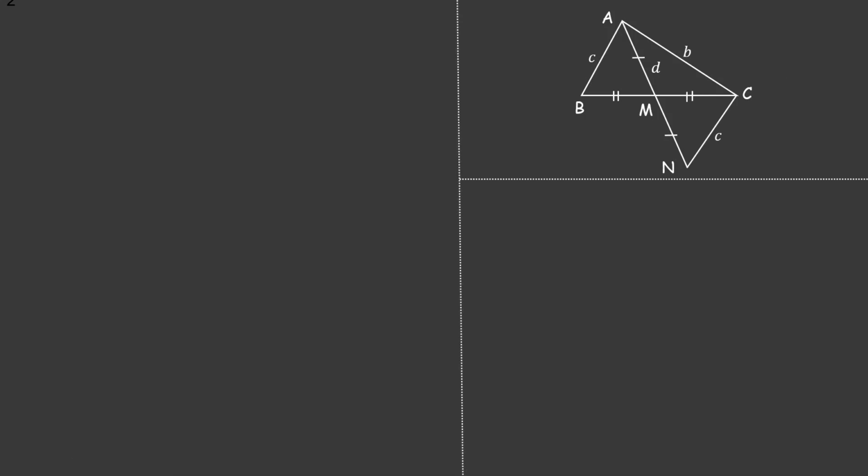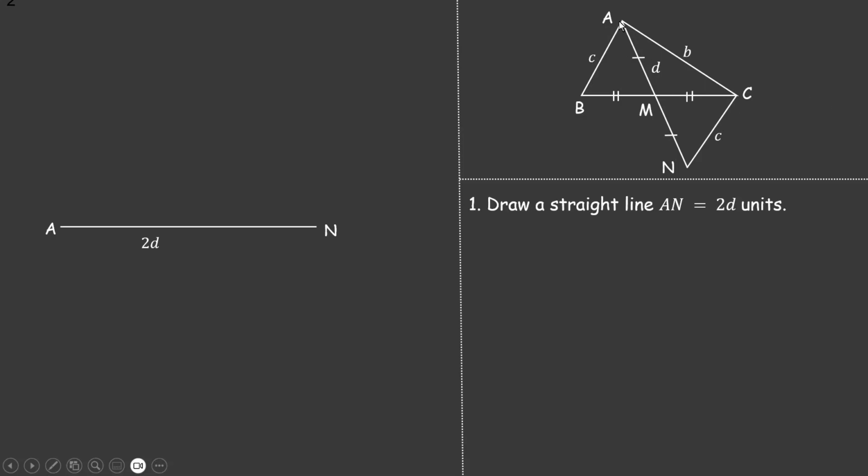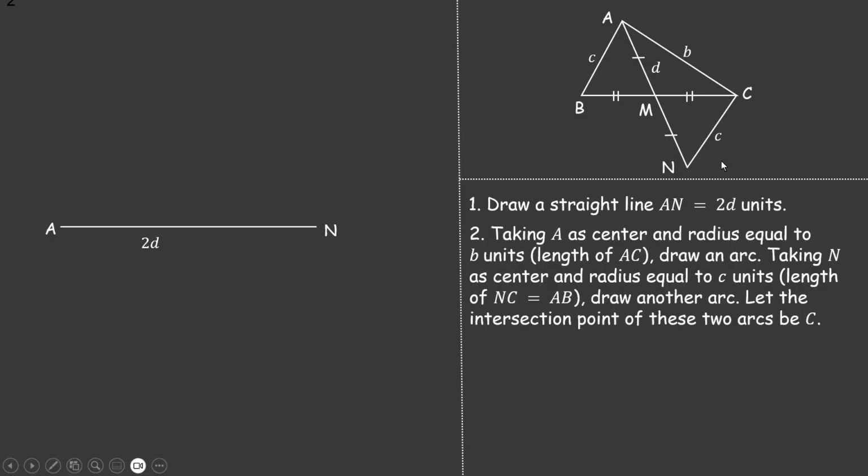Now, the first step is to construct AN equal to 2d units. Right. Now, from A, we can make one arc equal to length b, and from N, we can make another arc equal to length c. So we'll take A as center, and radius equal to b units, that is the length of AC, we will draw one arc. Then taking N as center and radius equal to c units, we'll draw another arc. Now this intersection point, as we can see from our rough diagram, is C.